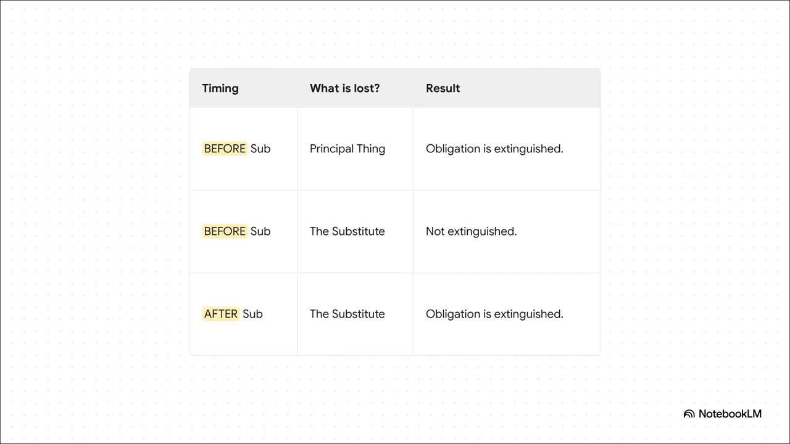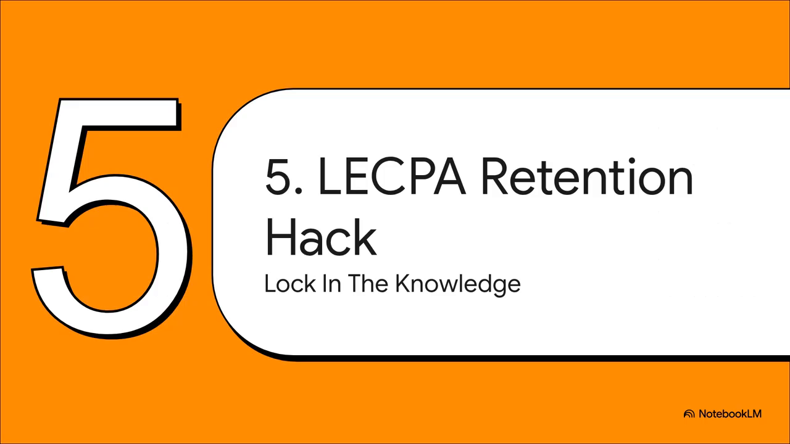Now, what about after the substitution is made? Well, if the original item is lost, who cares? The obligation is now to deliver the substitute. But if the substitute itself is lost after it's been chosen, that extinguishes the obligation because it basically became the new principal thing.